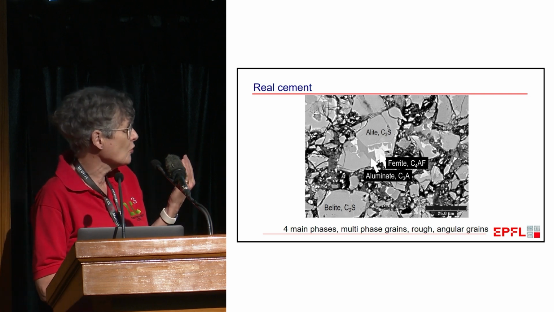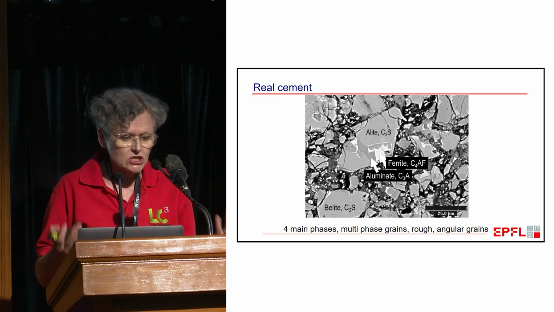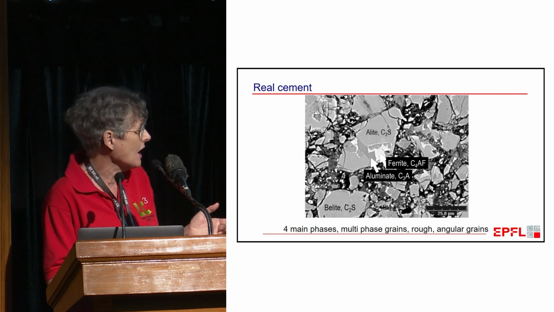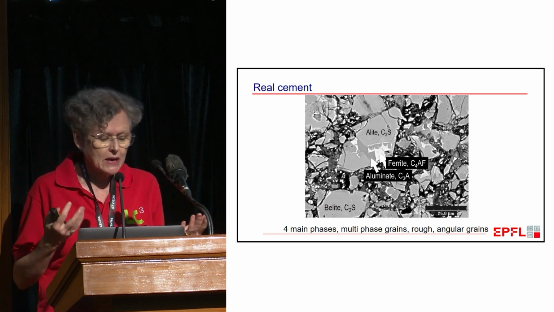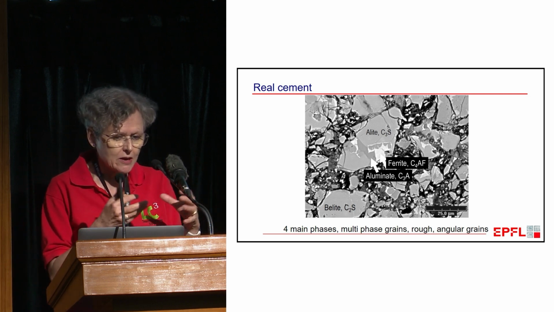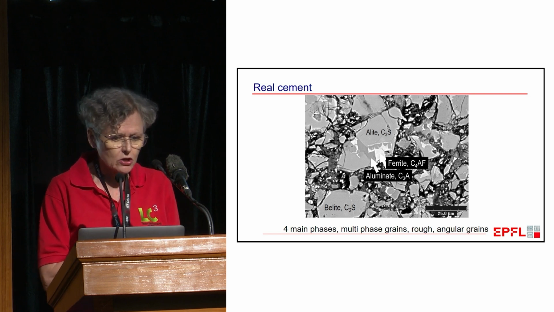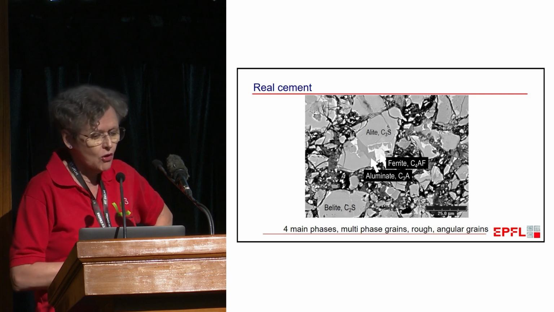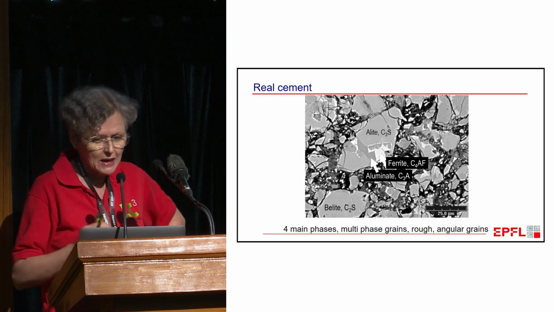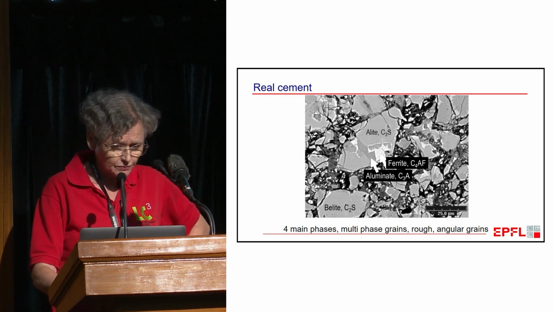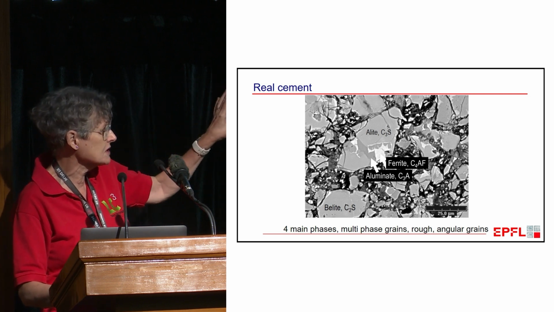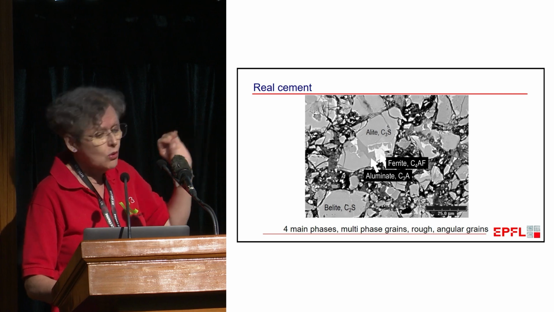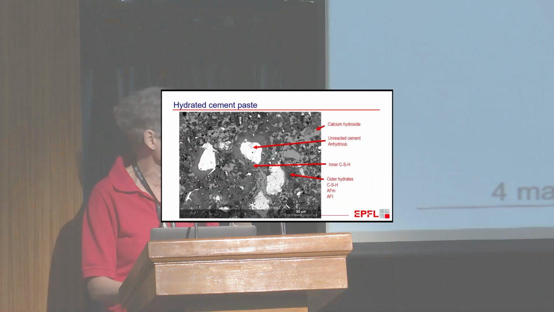These two phases are actually solid during the high temperature process. But the other two phases make a liquid, and that liquid enables you to form these clinker nodules. And then when you cool it, these phases form from the liquid. And these are called aluminate and ferrite. So that's what the cement looks like before you start. And then you add water, and you have this hydration process.